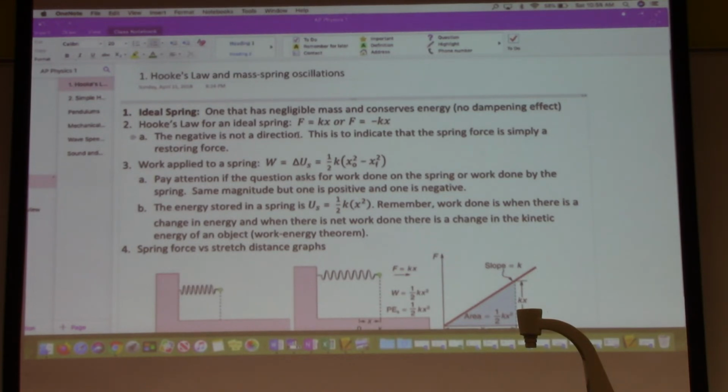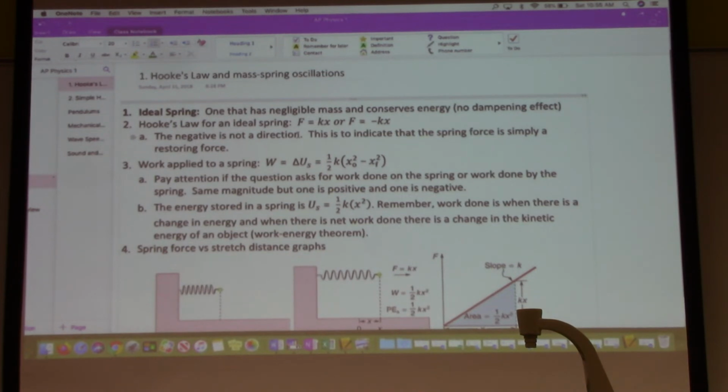I'll derive this equation out here in a little bit, but work done by the spring is equal to a change in the spring potential energy, which has an equation of 1/2 kx squared. Now, notice the work equation is when there's a change in the spring energy. So it's 1/2 k (x initial squared minus x final squared).